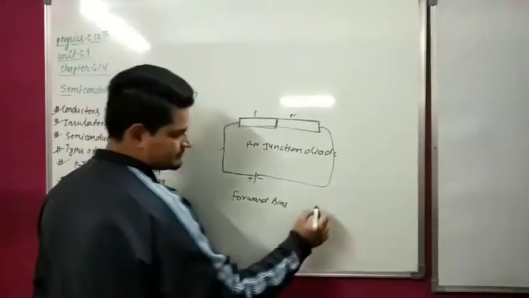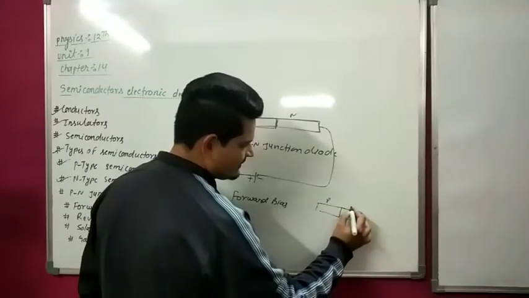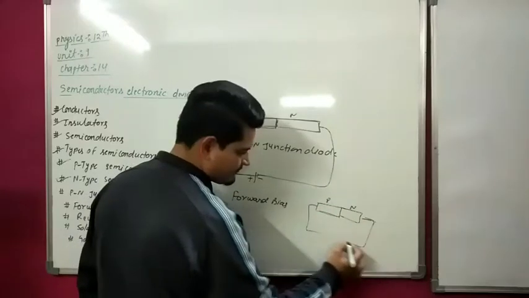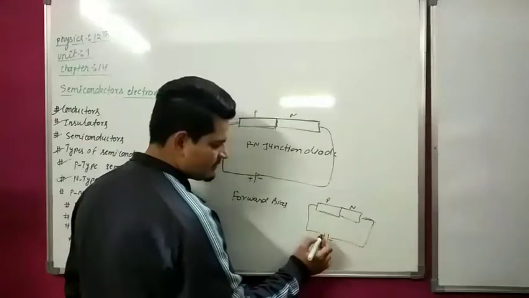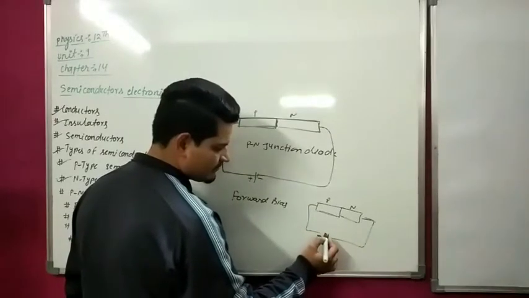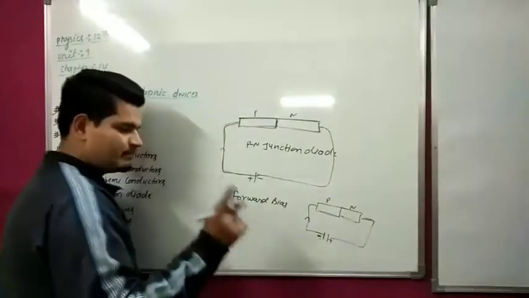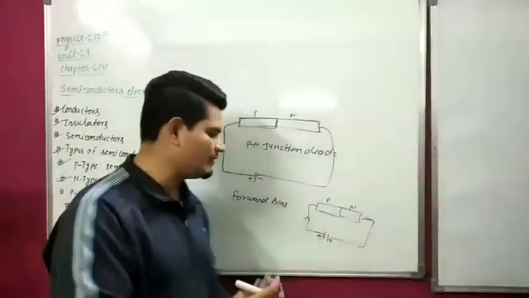This is p-type semiconductor and this is n-type, so this is called p-n junction diode. And when the negative terminal of the battery is connected to the p-type and the positive to the n-type, then it is called reverse bias.